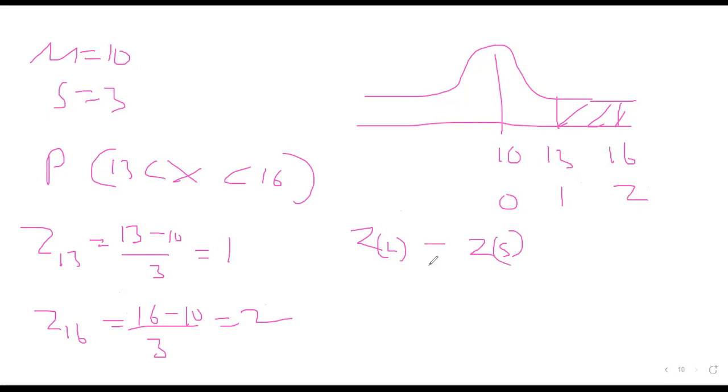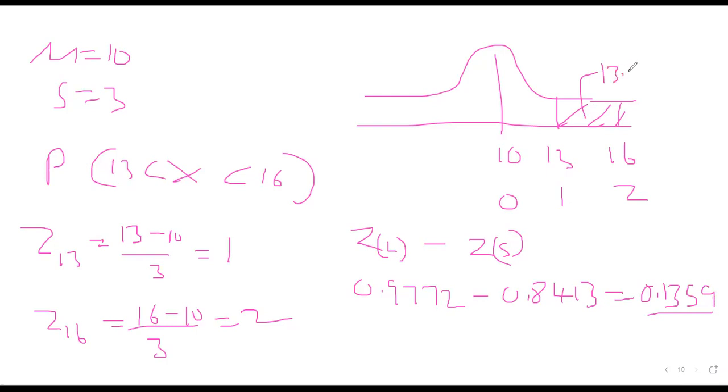So what is the z for the 2? 0.9772. The z for the 1? 0.8413. You just get the interval between the two. So we're going to have 0.1359. So that is the interval between here, about 13% or 14%.